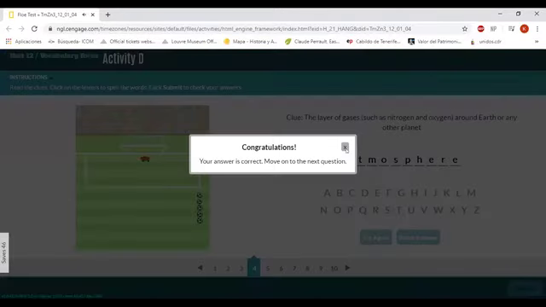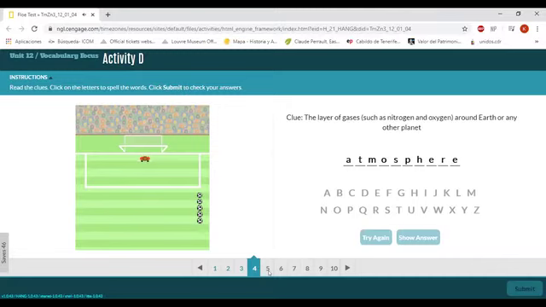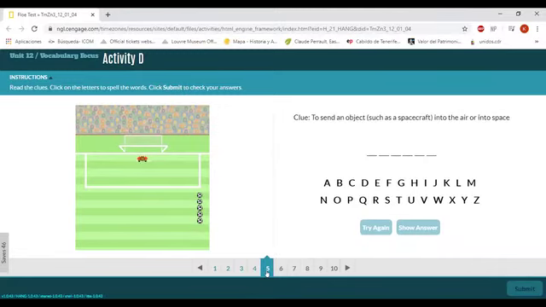Good. Now the next one is to send an object such as a spacecraft into the air or into space. What is that word when someone sends an object to do another thing, or when you send a person to do something that you need to do but you don't want to do yourself? What do you think is the answer? Oh, I know it now.